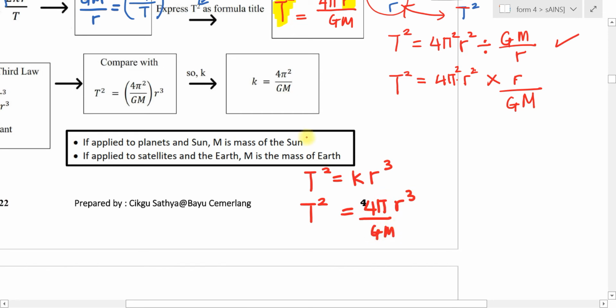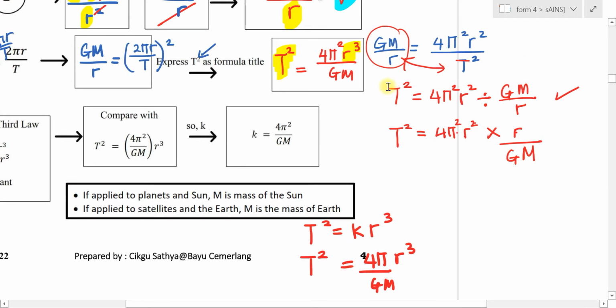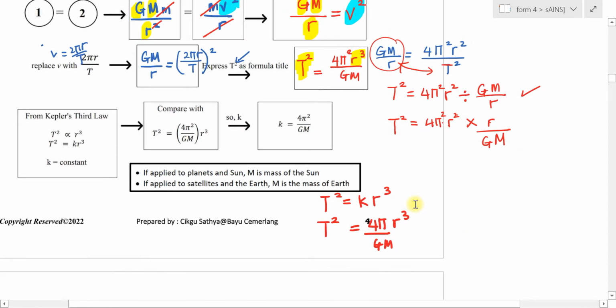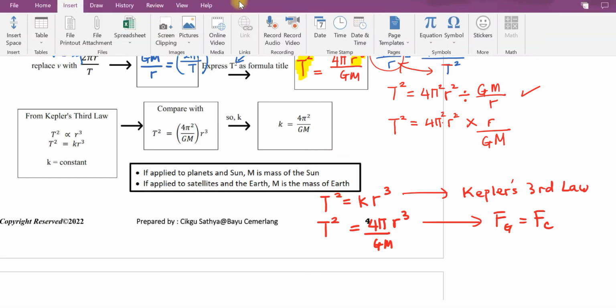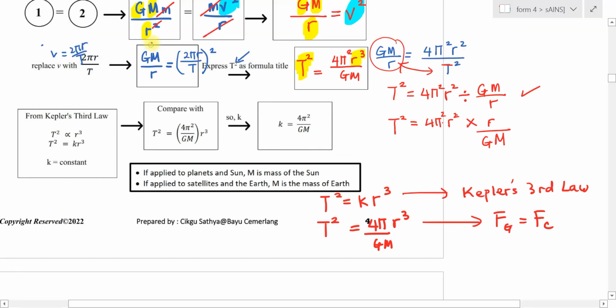Saya asingkan macam ni dulu. Baru kita boleh tengok benda tu clearly. This equation I get from Kepler's third law. This equation I get when your force of gravity is equal to centripetal force. And if you observe carefully, they're leading up the same thing. K is a constant.